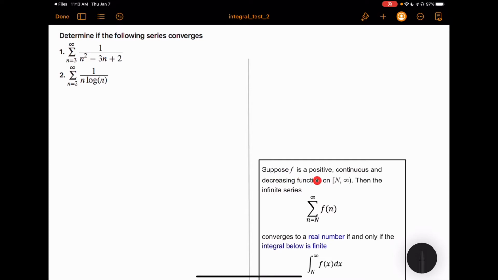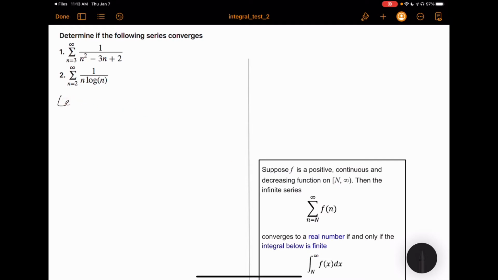Suppose f is a positive, continuous, and decreasing function on the interval from n to infinity. Then the infinite series here converges to a real number if and only if the integral below is finite. So in other words, if f satisfies these three conditions, positive, continuous, and decreasing, then to test whether this infinite series converges or not, we just look at the integral. Let's go back to the first question.